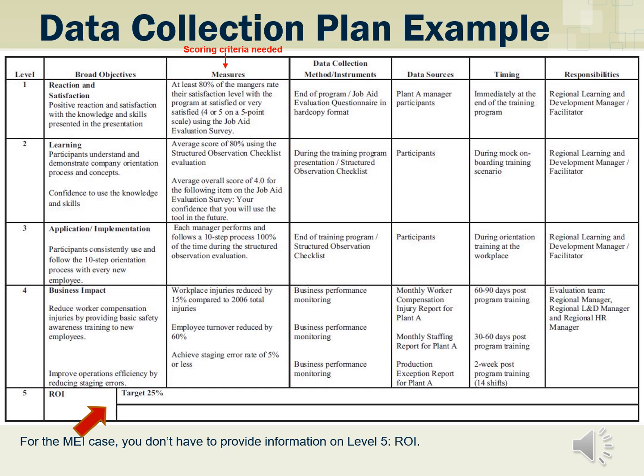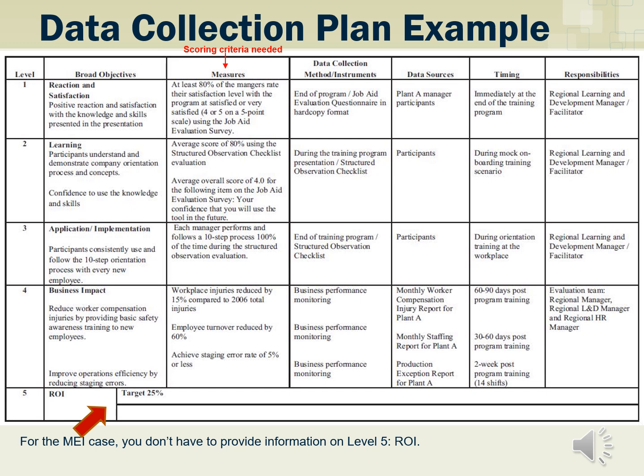In the first column, level, you will see 5 levels of evaluation because the evaluation model for this example uses the Phillips ROI model. All the information in the MEI case is based on the Phillips ROI model. So in the first column of the table, you will list 5 levels of evaluation as shown on the slide.